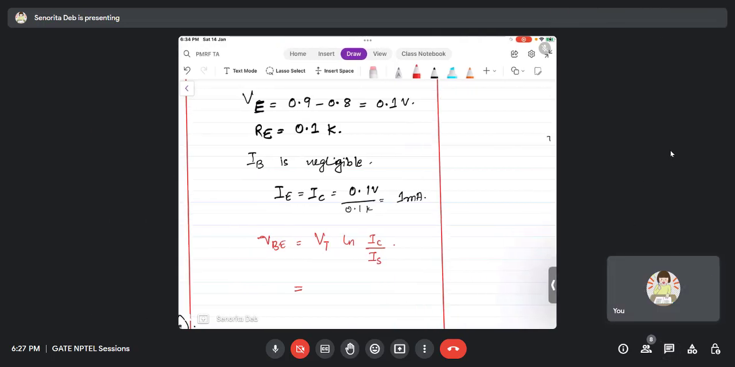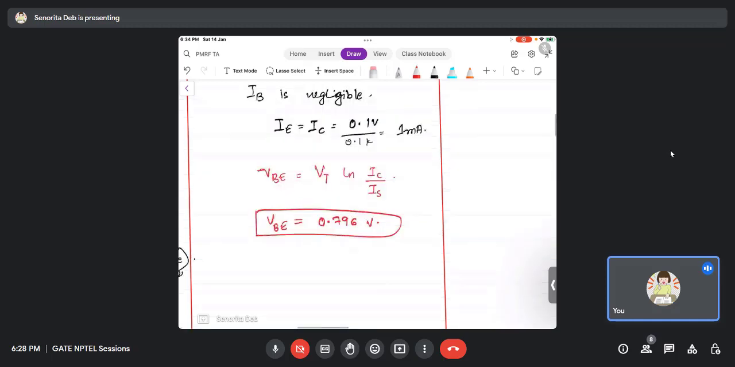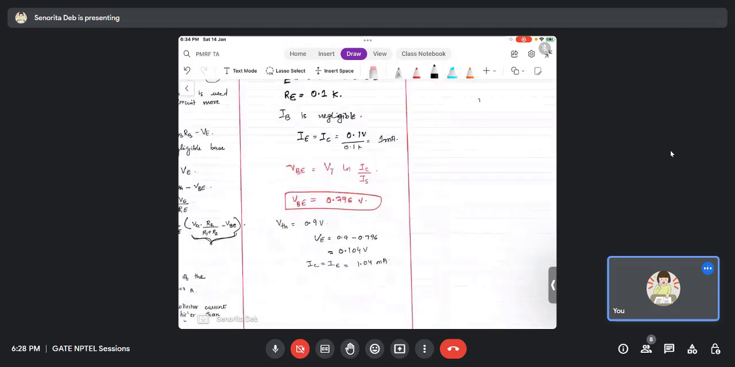0.796. Good. So now you again cross check. Now VBE is 0.796, right? And what was the VTH that you found? VTH was 0.9 volts, and we had earlier done 0.9 minus 0.8, 0.1 to be VE. But now what is VE? VE is 0.9 minus 0.796, which is 0.104. And now if you find IC equals to IE from this, you will get 1.04 milliampere. So you see, now there is not much difference.